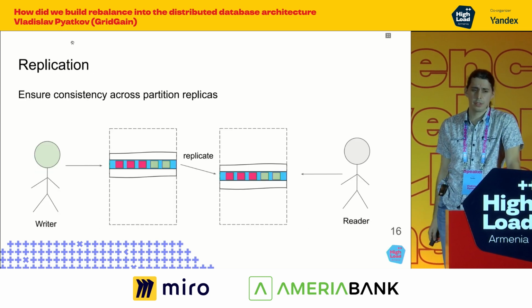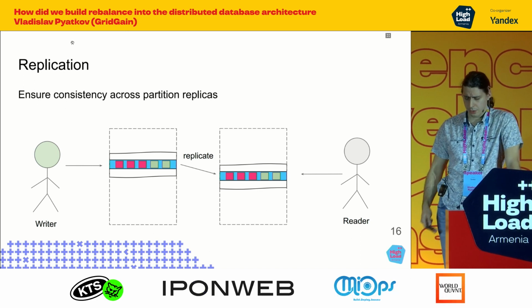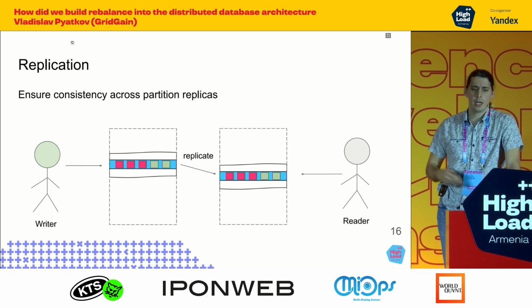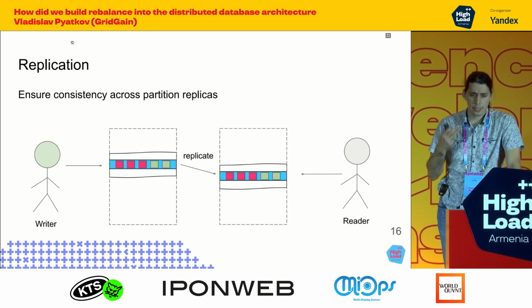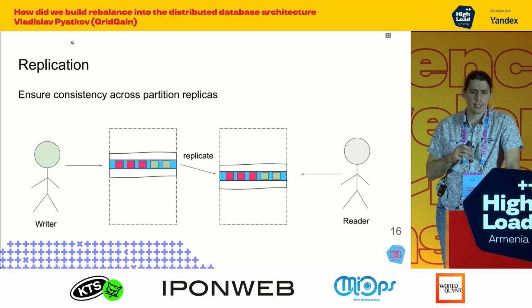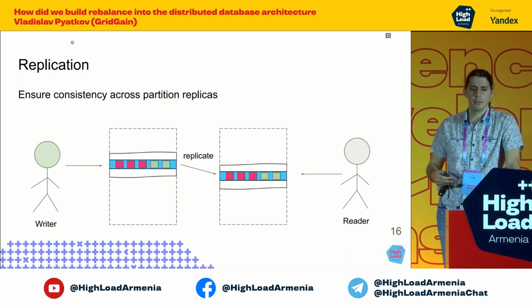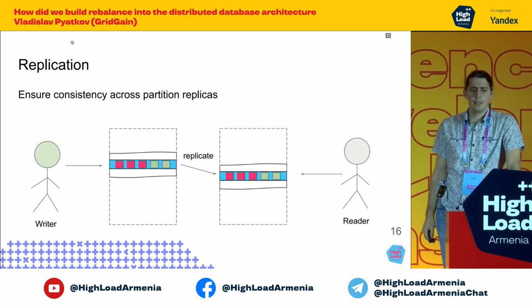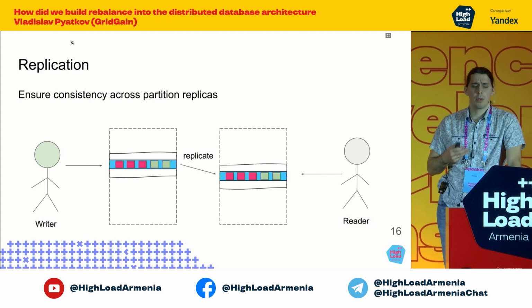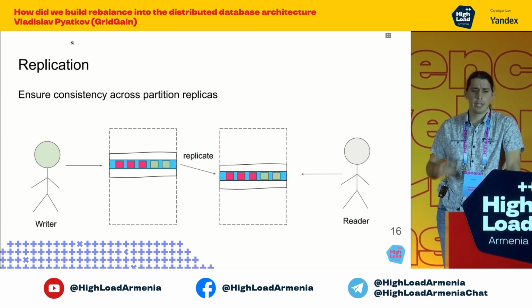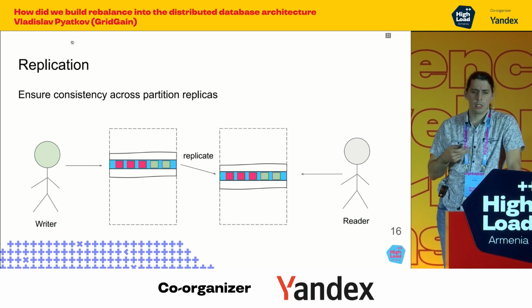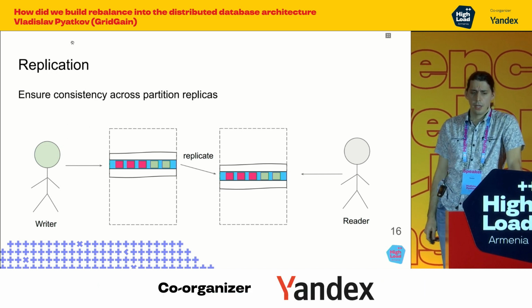Another process is replication. Replication is also a process to distribute and move data across all nodes. But there is a difference from rebalance, and the difference is the purpose. The purpose of replication is to ensure consistency across all partitions. When I say consistency, I mean identical copies.